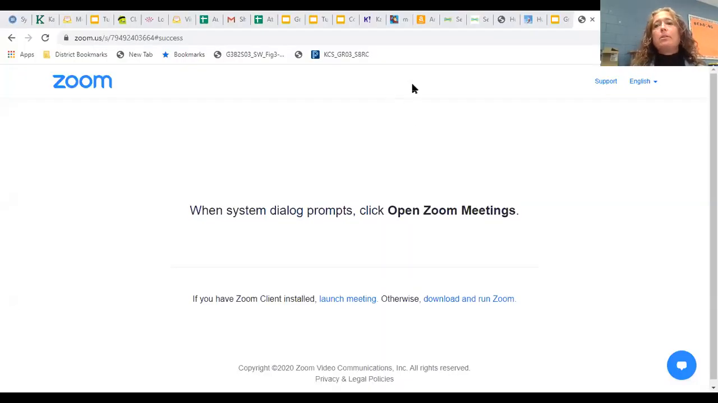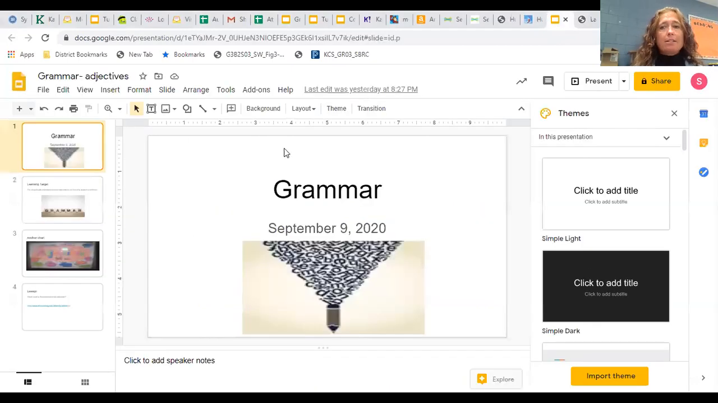Today we will be talking about adjectives. As you know, we were talking about nouns that are a person, place, or thing. Now we'll be talking about adjectives. So let me go ahead and share my screen and pull up the slides for our lesson.